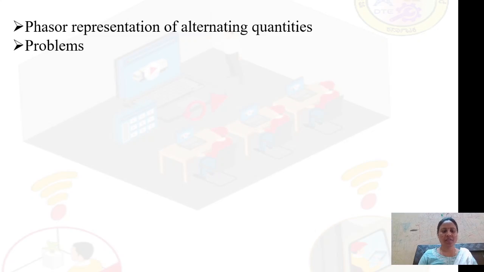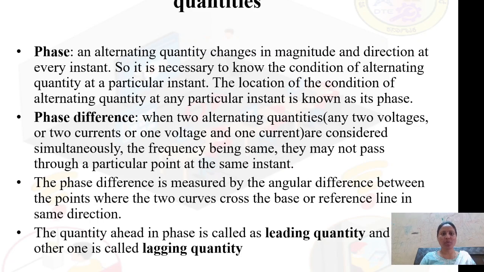Hi, in this session we will discuss the phasor representation of the alternating quantity, and also we will take some examples on calculating the parameters like average value, and how we can represent instantaneous current or voltage, and also the RMS value, form factor, peak factor, etc. And let us start with the phasor representation of the alternating quantity.